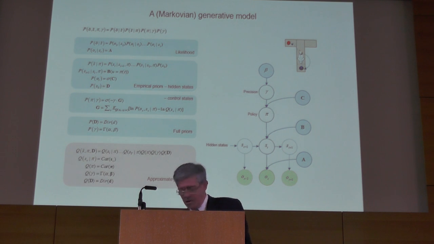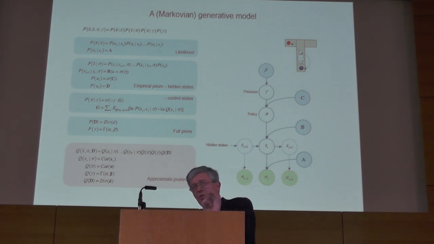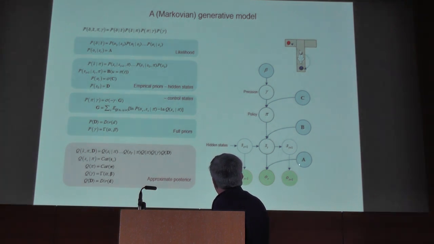a Markov model or a Markov decision process, just to put some flesh into the optimization scheme and then use that to simulate a particular agent. So this is a very simple model where we have states of the world that involve transition probability matrices, which is denoted by B here. And each state generates an outcome here. There's a mapping between the states and the outcomes denoted by a likelihood matrix A here.